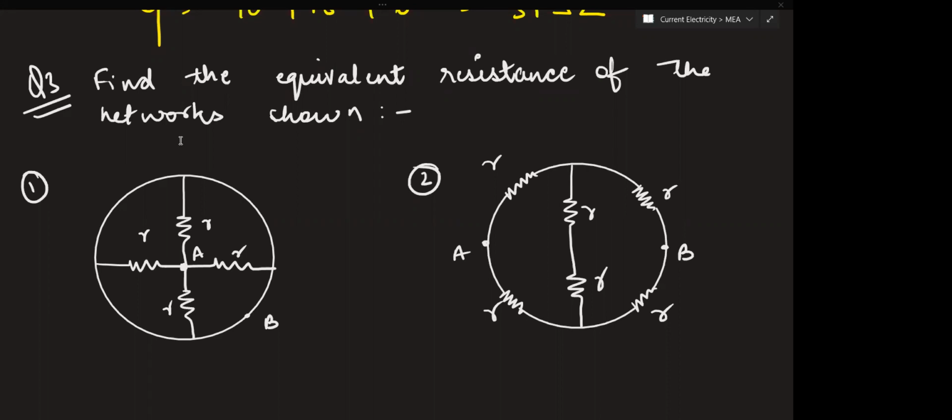No, Zaid and Shavya, just check once again. Equivalent across A and B point. Whenever A and B is there, it means they are connected with the help of a wire. So the cell must be connected between A and B.